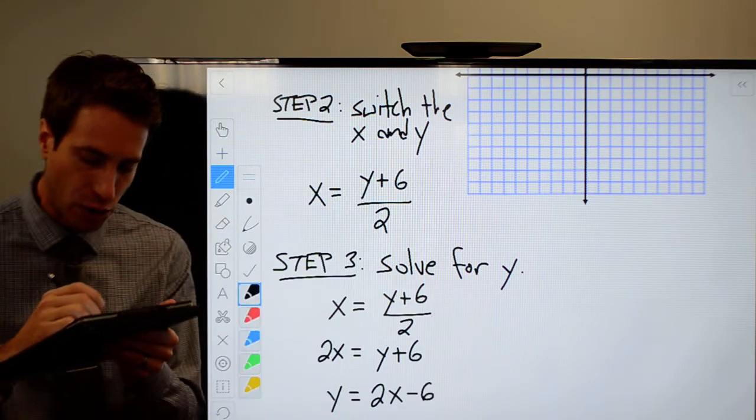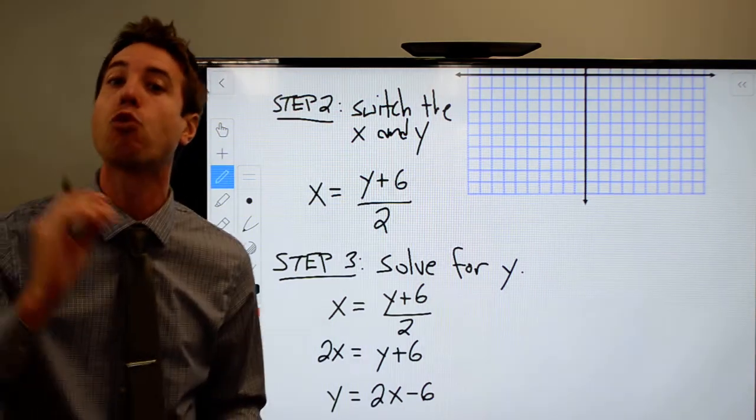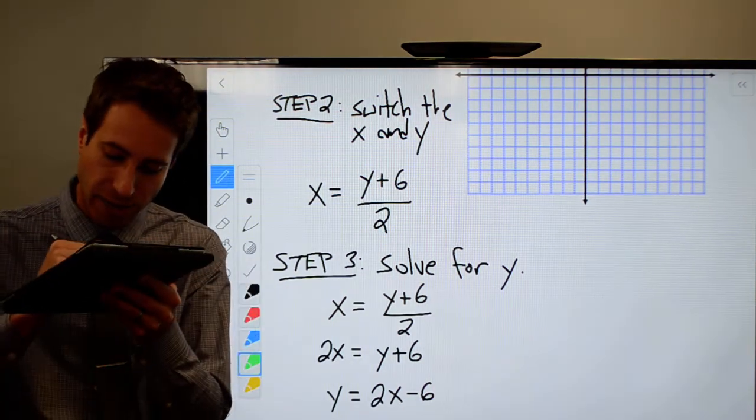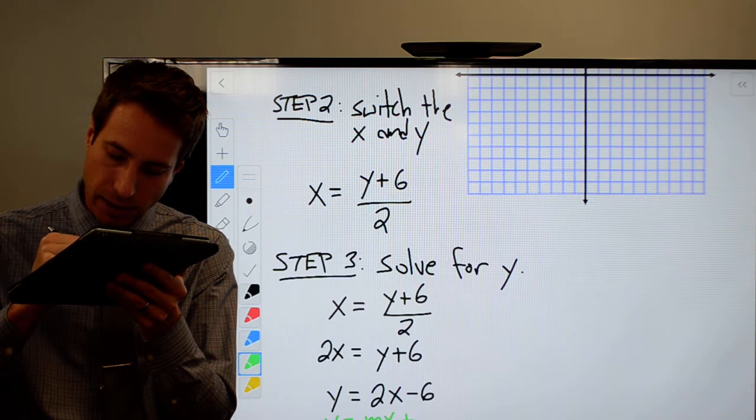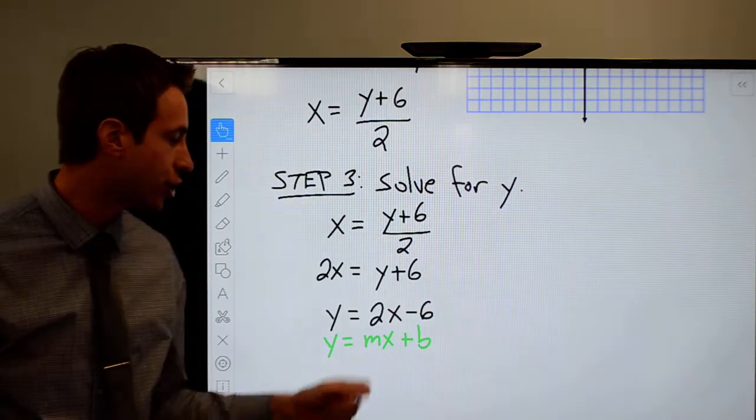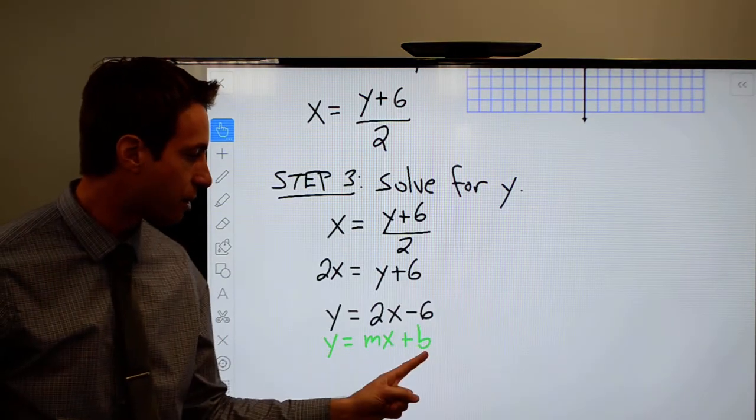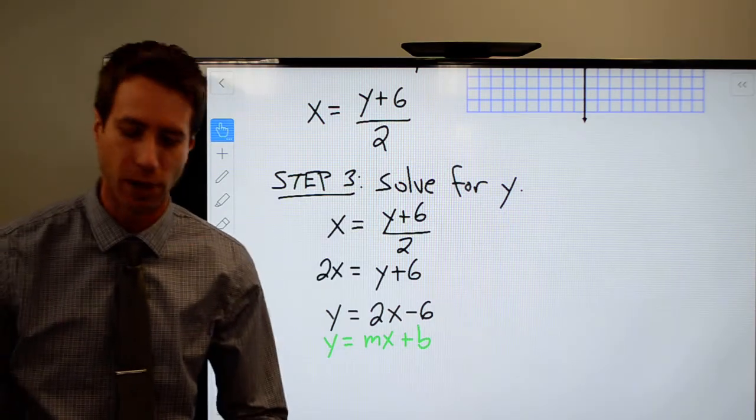Now, here's the beauty of this. Please notice y equals 2x minus 6 is already in slope-intercept form. y equals mx plus b, right? So that's going to make our job, our life, so much easier when it comes to graphing. That's my y-intercept. That's my slope. We'll just throw it on a coordinate plane and we'll be all set to go.